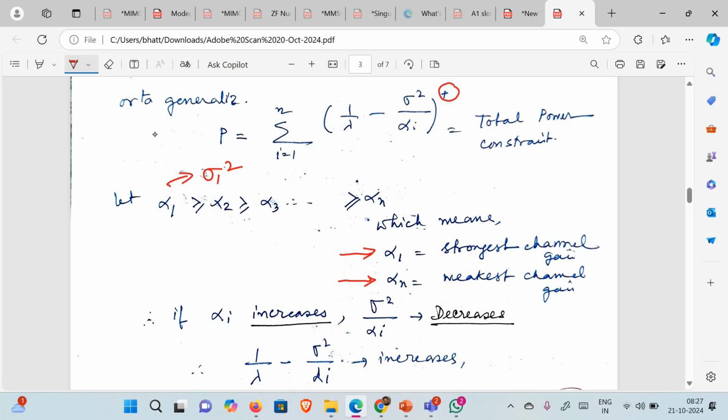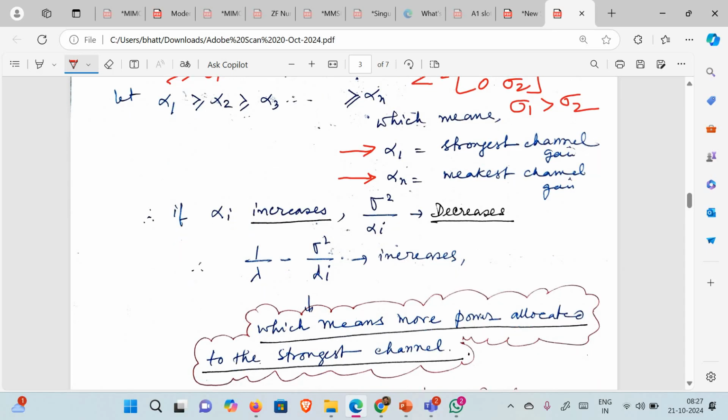Now in the sigma array, in the capital sigma array, if you remember, if I just go back over here, sigma 1, 0, 0, sigma 2 like this, the condition was that sigma 1 should be greater than sigma 2. So naturally my alpha 1 should be greater than alpha 2 and alpha 3 and so on. Now what is happening over here: if alpha i increases, that means the channel gain increases, definitely the ratio sigma square by alpha i decreases. Which means eventually that the factor 1 by delta minus sigma i square by alpha i will increase because this part is decreased. This is equal to Pi.